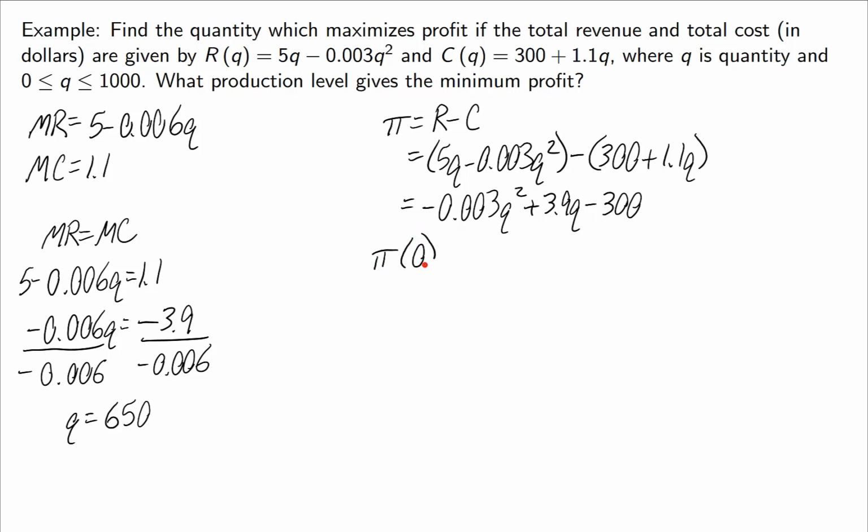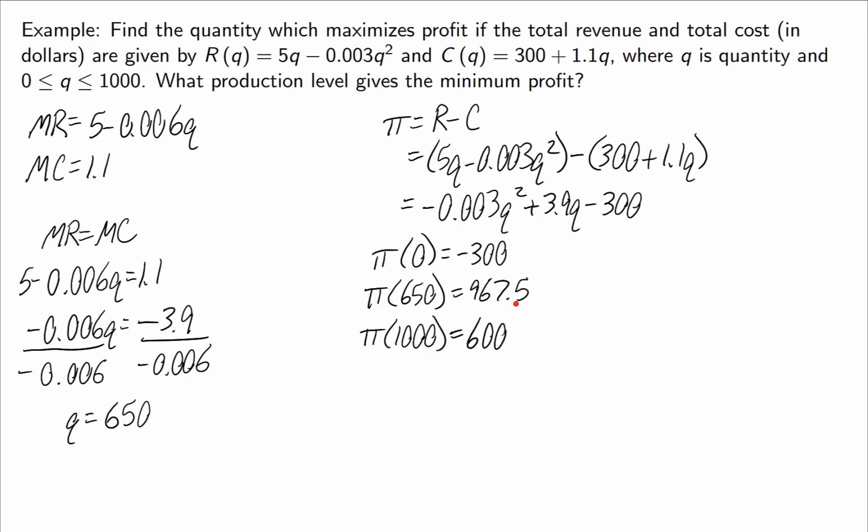Alright, let's plug in 0, 650, and also the 1000 to figure out which one is the max and which one is the min. Again, we're plugging these into this profit function right here. When I plug these three values in, I get negative 300 at 0, 967.5 at 650, and 600 at 1000.